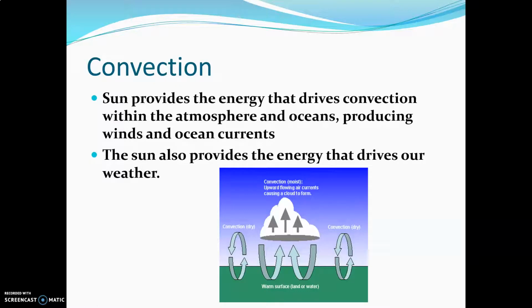Convection. The sun provides the energy that drives convection within the atmosphere and oceans, producing winds and ocean currents. The sun also provides the energy that drives our weather.